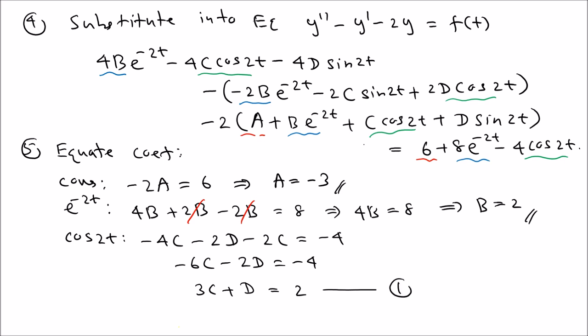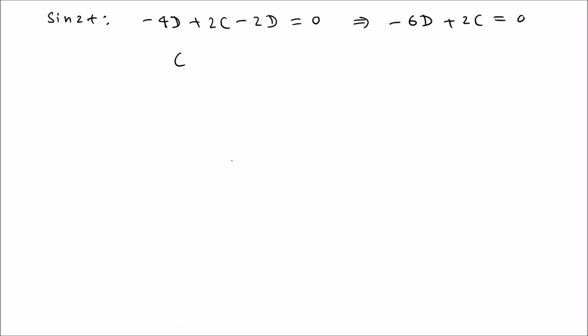Now we're going to create a similar equation for sine 2t and solve the two. So let's see what you're going to get for sine. For sine 2t, we're going to get negative 4d plus 2c minus 2d equals 0, because there's no sine term on the other side. This simplifies to negative 6d plus 2c equals 0. If you divide by 2, you're going to get c minus 3d equals 0. I'm going to call this equation number 2.